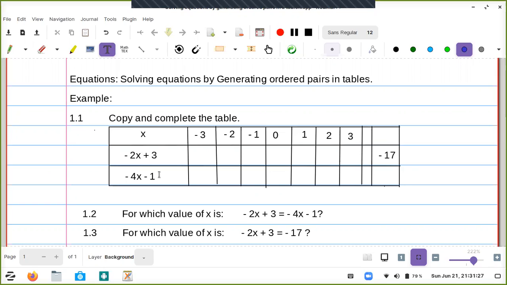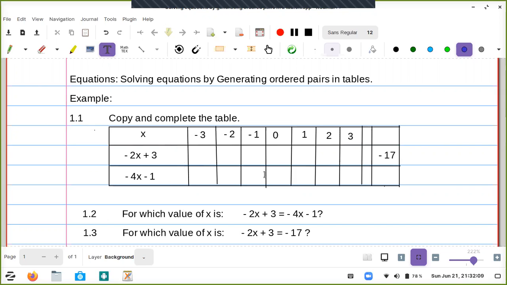Then the second expression that we have in the table is -4x minus 1. So we have two expressions, and these two expressions are used to come up with an equation. For example, question 1.2 here says, for which value of x is -2x plus 3 equals -4x minus 1? So we have an equation that is formed by using these two expressions.